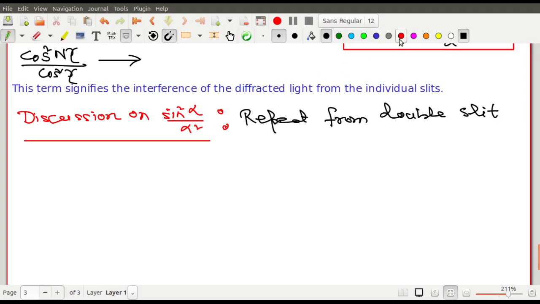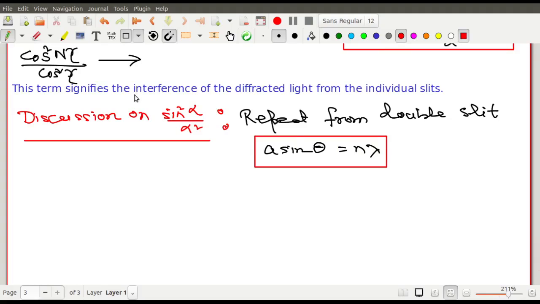I will not be wasting time, because in grading you need to learn a lot of things, and that has to be completed in a single class. You cannot carry it forward to other classes. So basically whatever is most important to me is the relation a sin theta equals n lambda. So that is my takeaway from this single slit pattern. So single slit থেকে আমার যেটা নেওয়ার ছিল সেটা হচ্ছে a sin theta equals n lambda.